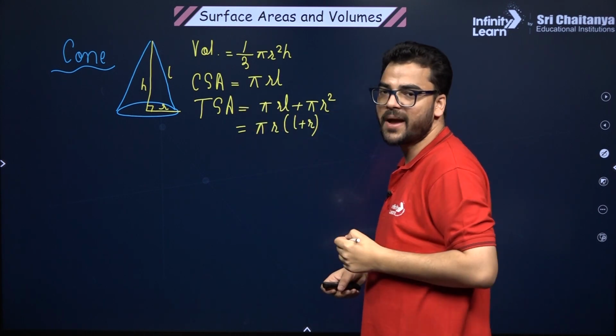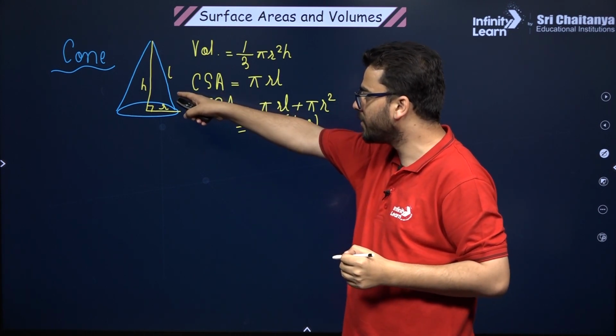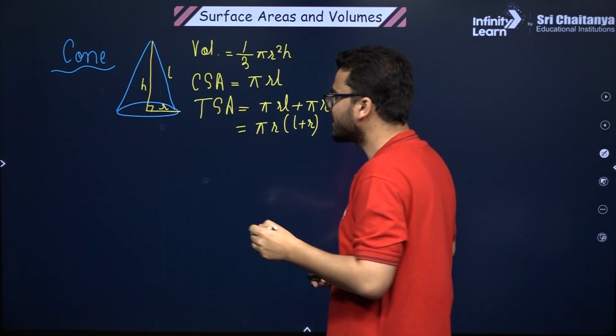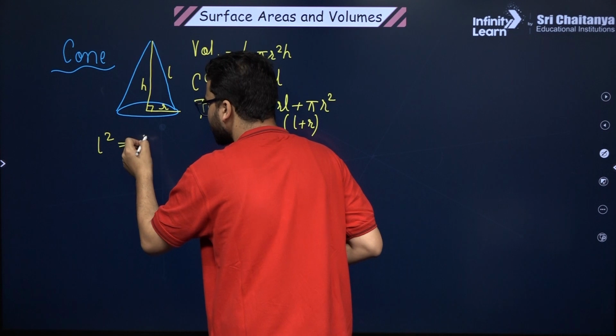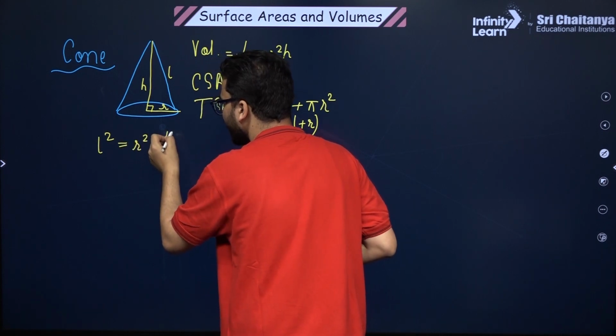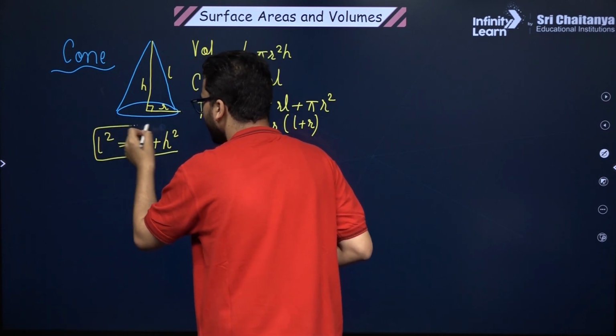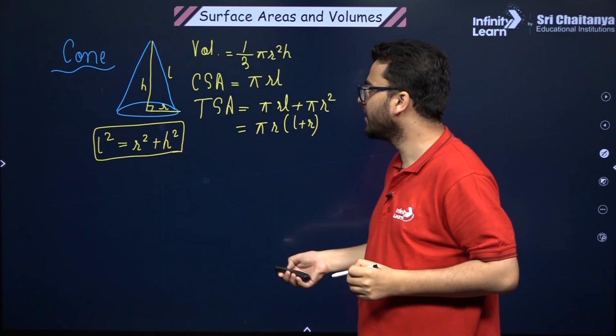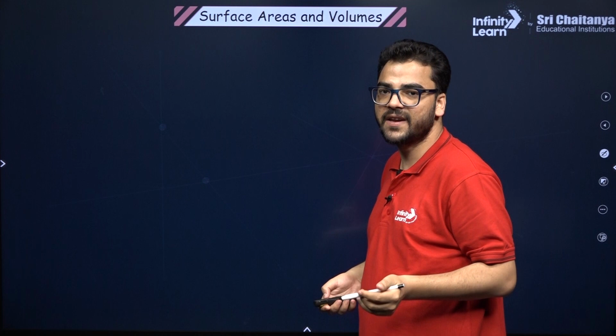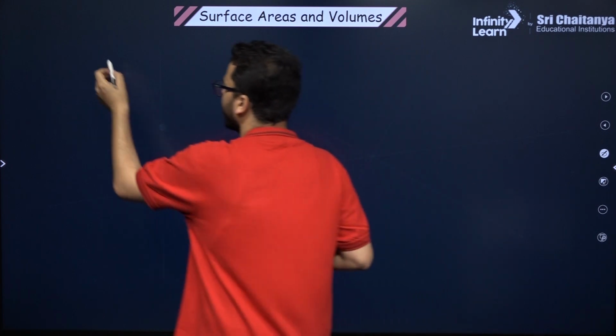And you can use the Pythagoras theorem to find the relationship between height, radius and the slant height, which is this, guys, directly l square is equal to r square plus h square. So many a times it will be used in questions. So that's all about cone which you needed to understand. Now let's talk about spheres and hemispheres.